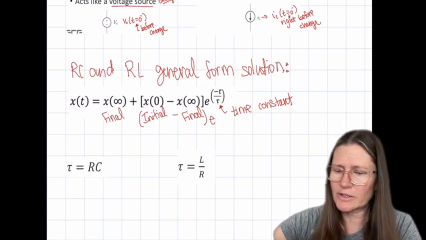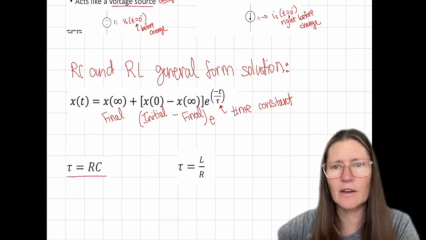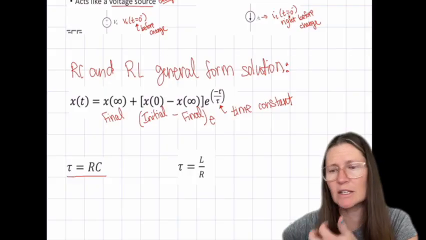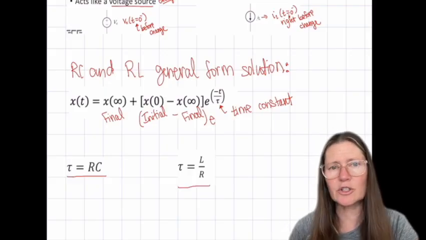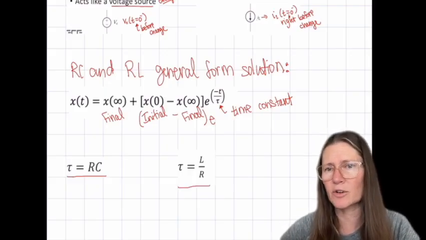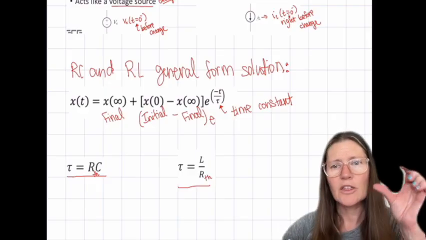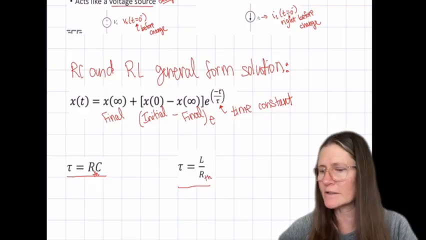For the time constants, for a capacitor, you have the resistance that the capacitor sees, RTH times C. And for an inductor, you have the inductance over that RTH. So each of these uses RTH, and RTH means the resistance that the element sees itself.